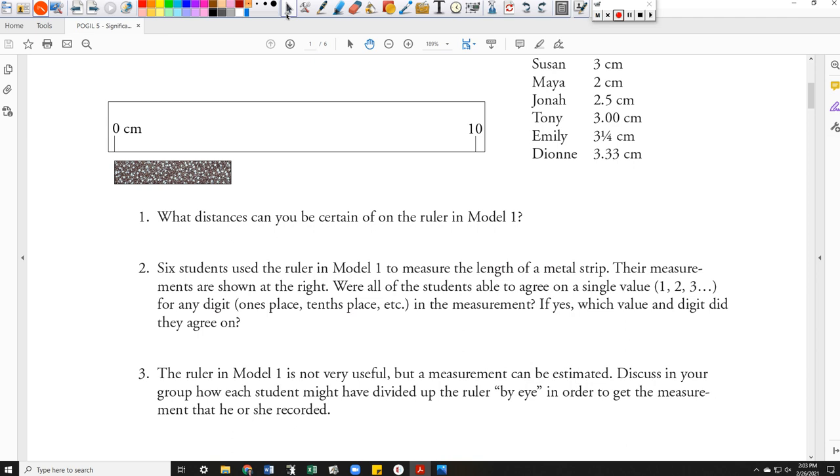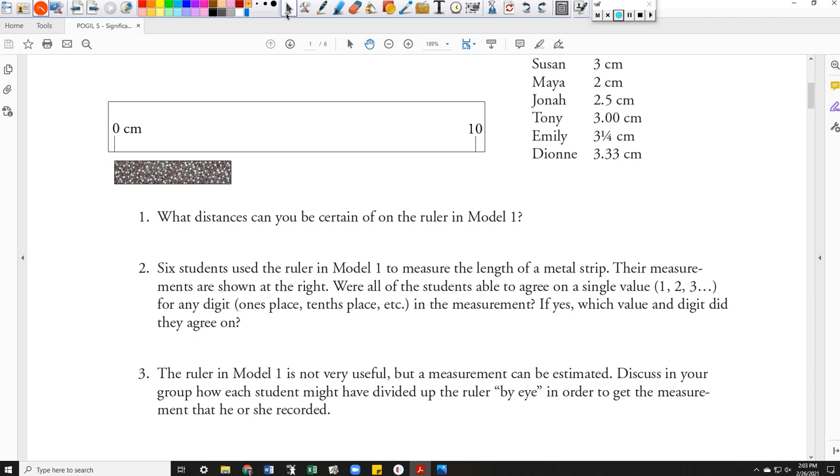All right. Who would agree with Maya? 2 centimeters. All right. What about Jonah? 2.5. Tony? 3.00. Emily? 3.25. And then Dion? 3.33.